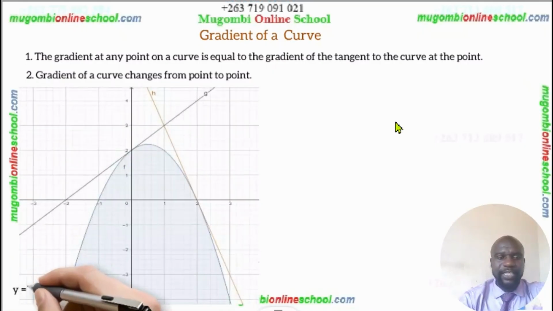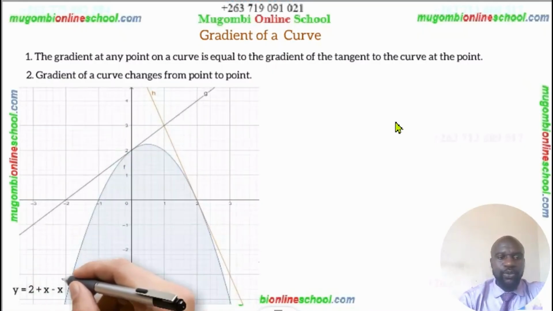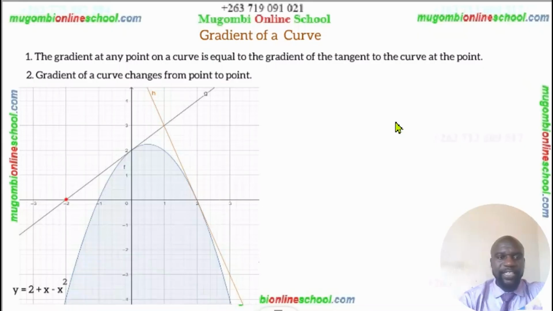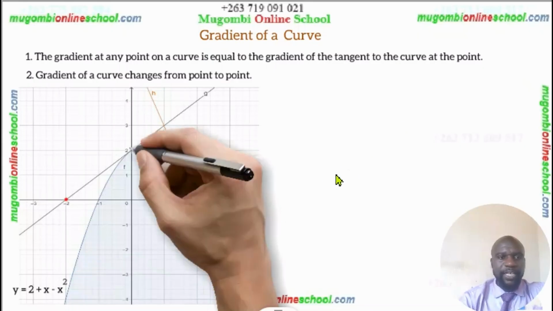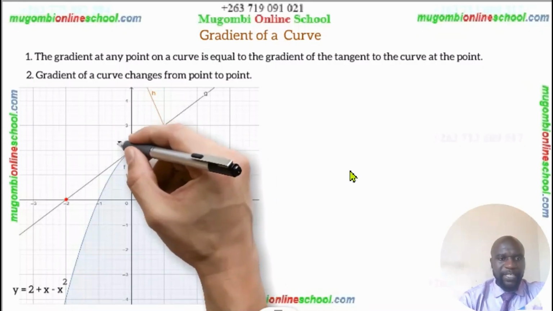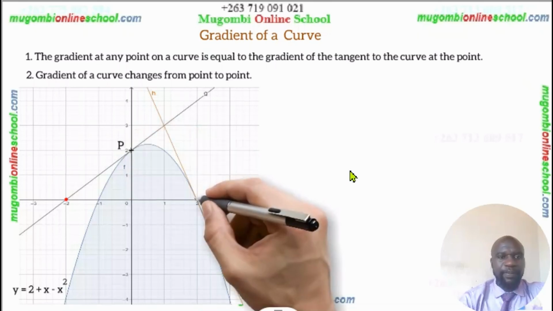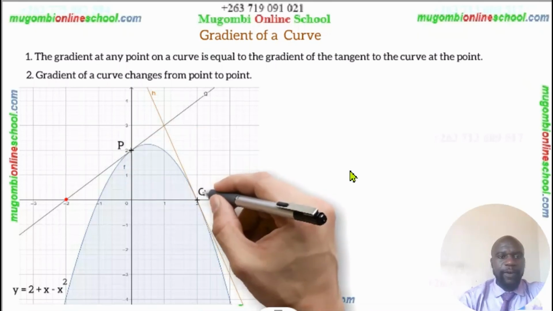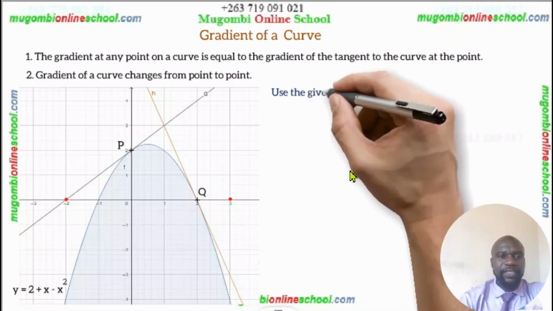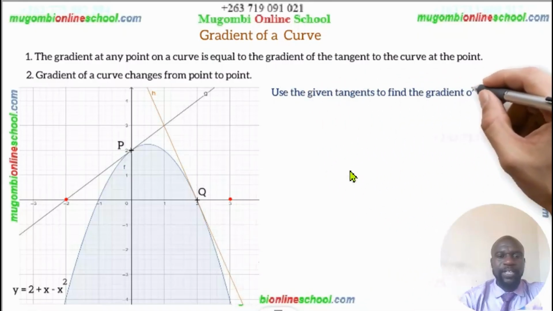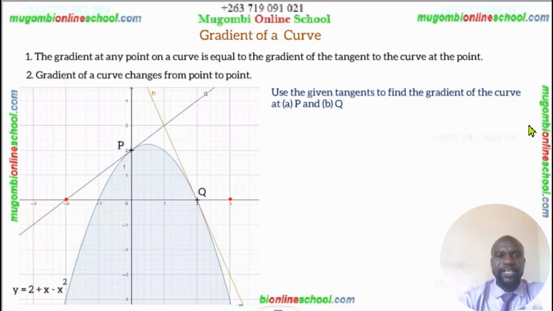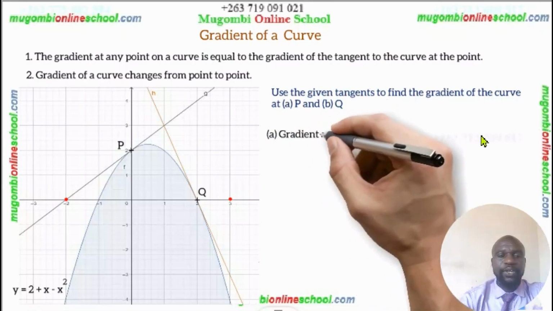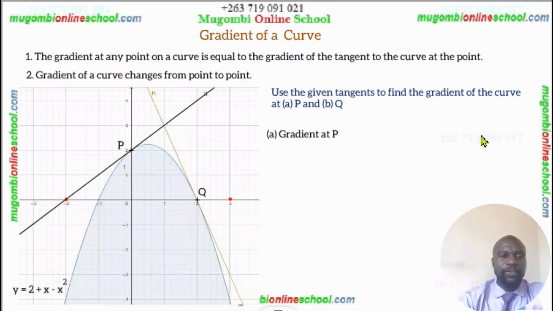Let us take a look at this graph. y is equal to 2 plus x minus x squared, which ranges from minus 2 to positive 3. We have got point P and point Q. For us to calculate the gradient at point P, we are required to use the tangent to find the gradient of the curve at points P and Q. So for the gradient at point P, we have to draw a straight line which is a tangent at point P, which touches point P exactly.